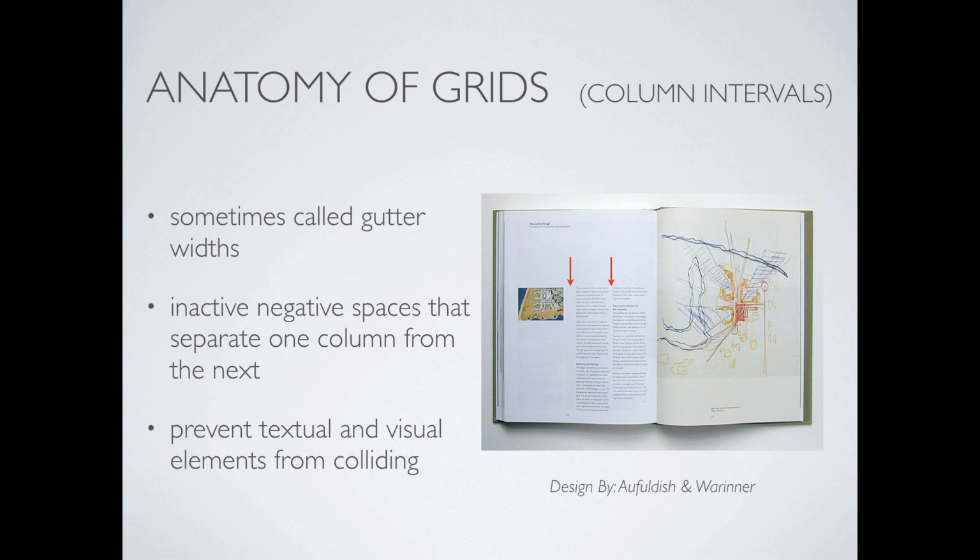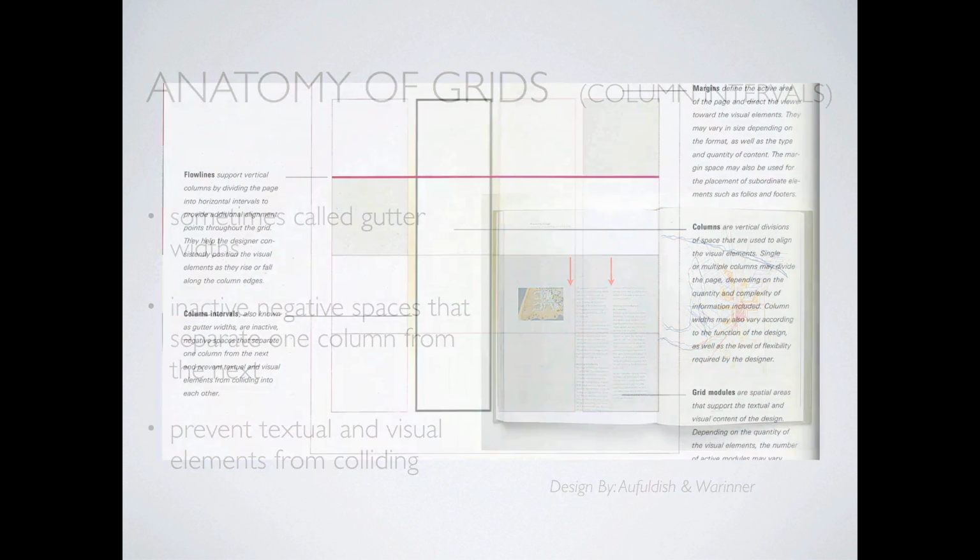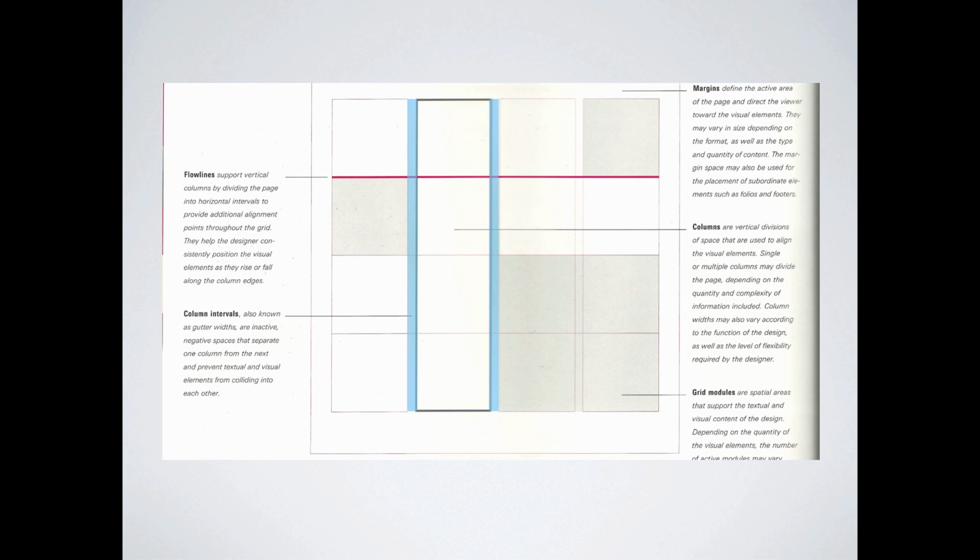So this is absolutely necessary. If you're going to have multiple columns, you need that space in between the columns to say, here's the end of one line, here's the next column. So we need to have that space. It's called a column interval. It could also be called a gutter width, depending on who's talking about it. They're inactive negative spaces that essentially separate one column from the next column. So inactive negative spaces, they prevent things from colliding together. Otherwise, we'd end up with a jumble of words and or images. So here we are with our column intervals in between the columns.